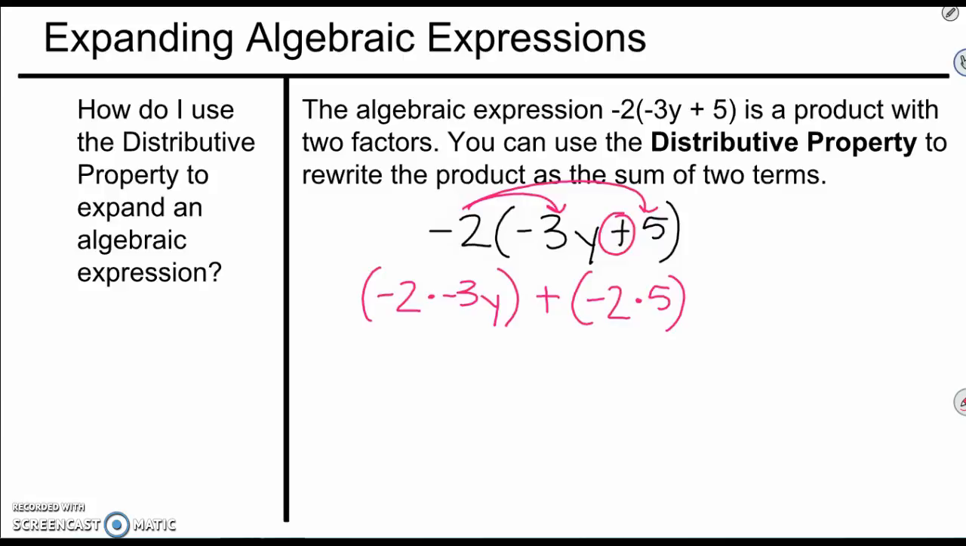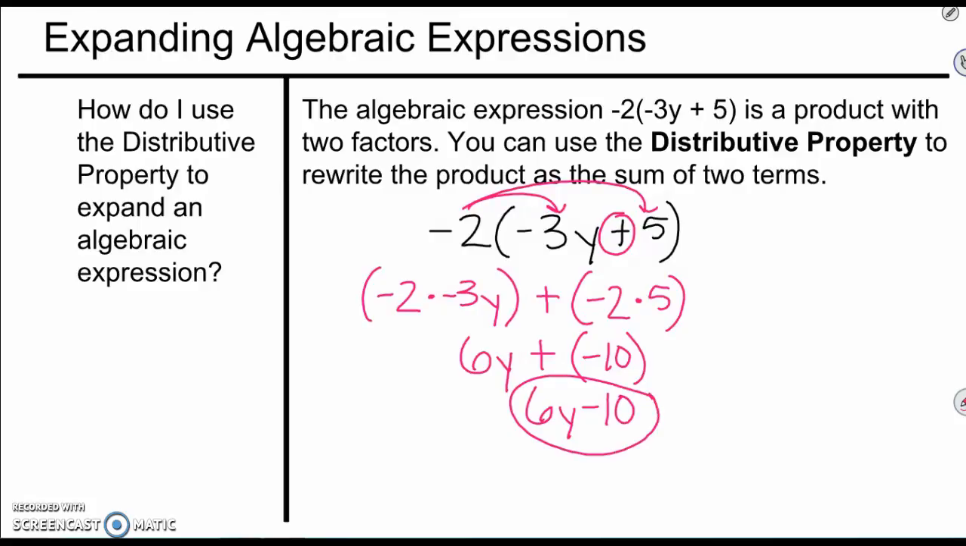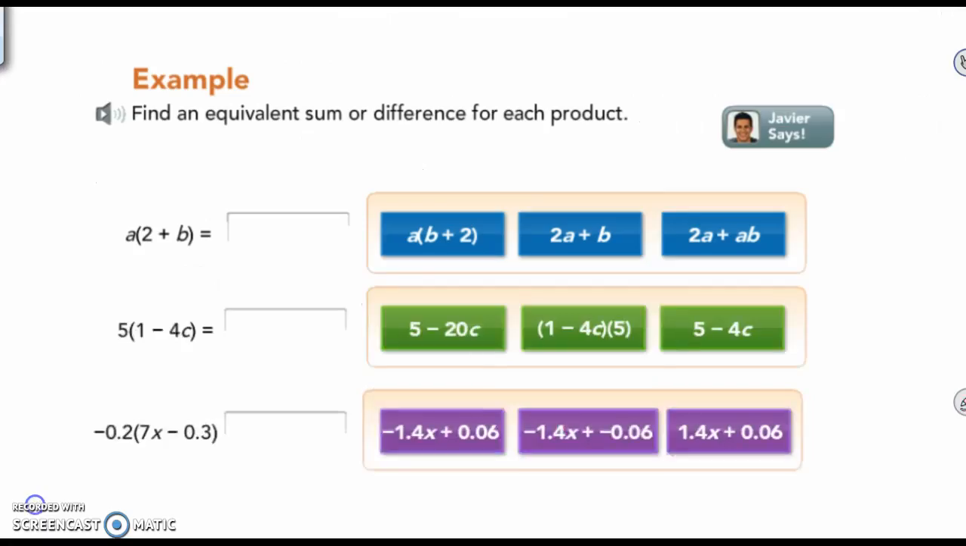-2 times -3y is positive 6y. Plus, -2 times 5 is -10. Remember, adding a negative number is the same as using subtraction. So we can rewrite our answer as 6y minus 10. This would be the simplified version of this algebraic expression.